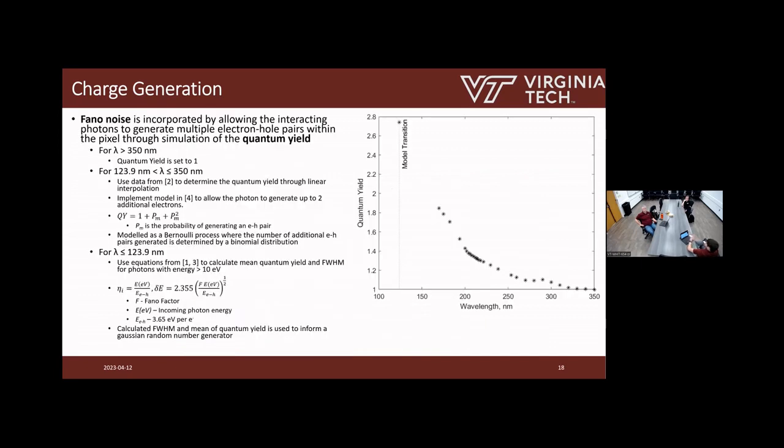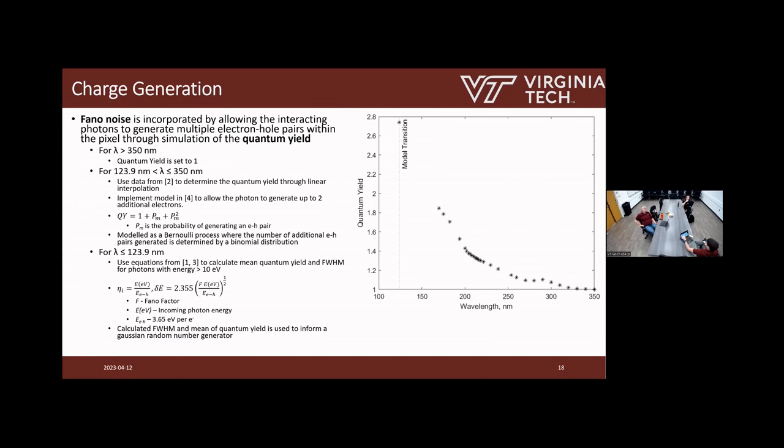Now, the next thing that we simulate in charge generation is the phantom noise. So this is related to the quantum yield. I won't go into all the details here, but essentially how we treat the quantum yield depends on the wavelength region that we're working with. For longer wavelengths with lower energy, the quantum yield is essentially always 1. So that's what we set it to in our model.